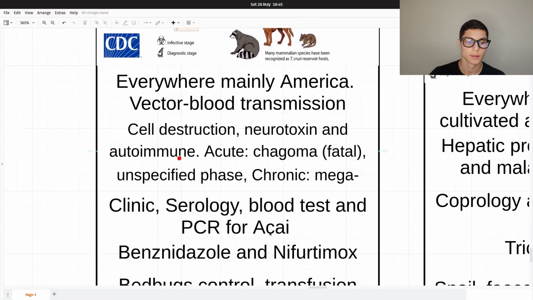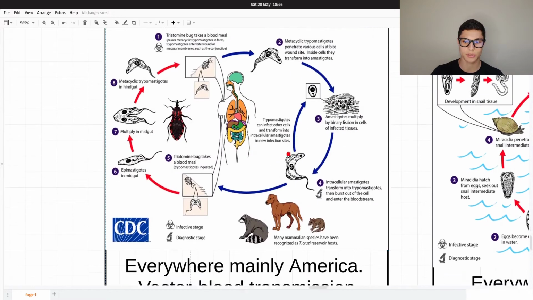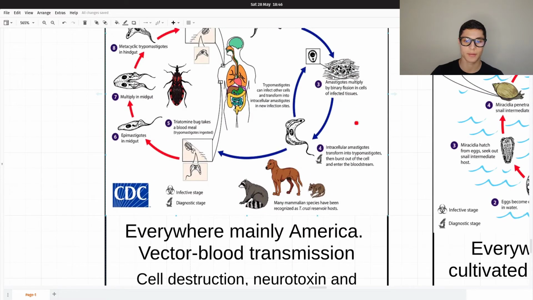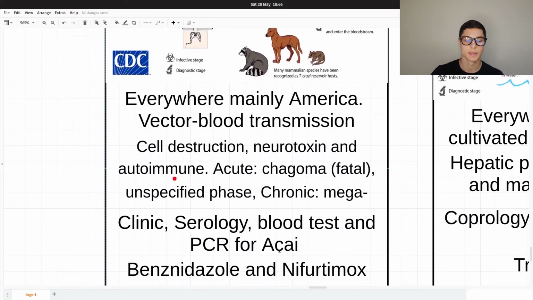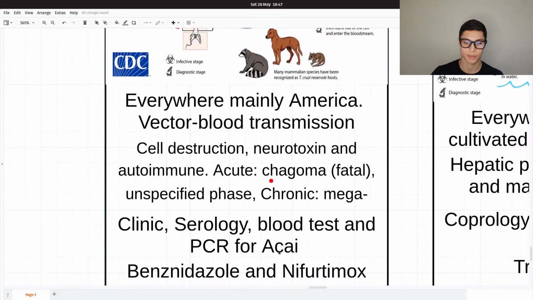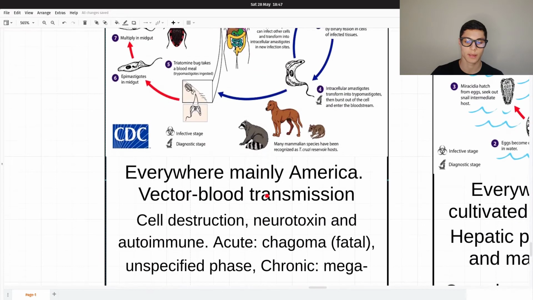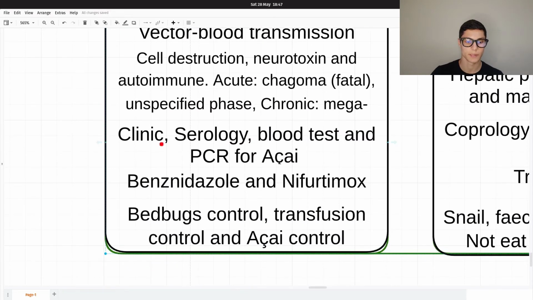The pathogenesis of Trypanosoma cruzi: cell destruction, because they invade our tissues and they multiply inside them and they make it useless, they destroy them. Cell destruction, neurotoxin, because they create toxin, and autoimmune diseases. They have an acute and chronic form. The acute can be fatal, and there are no specific phases. We don't know which phase of the parasite can get us the fatal stage. And the chronic, when they go accumulating, and then they can attack us later.